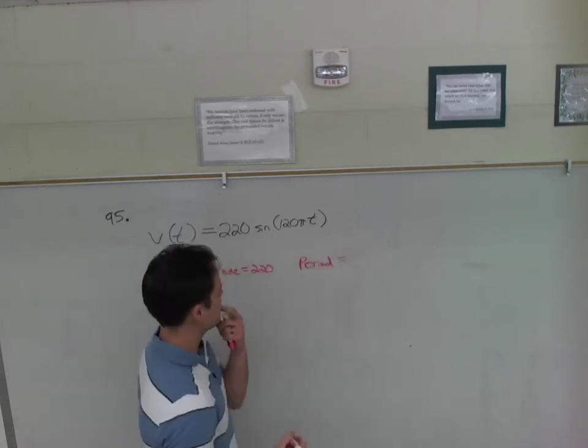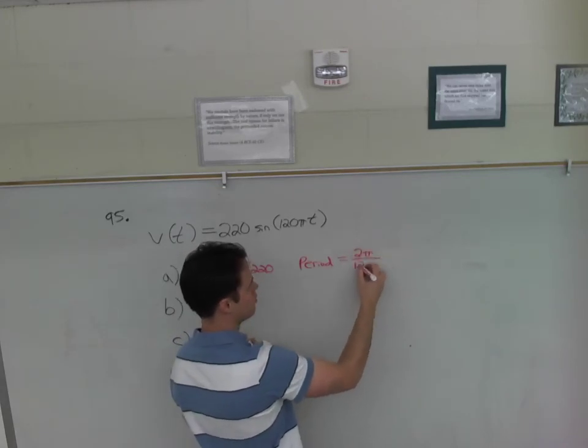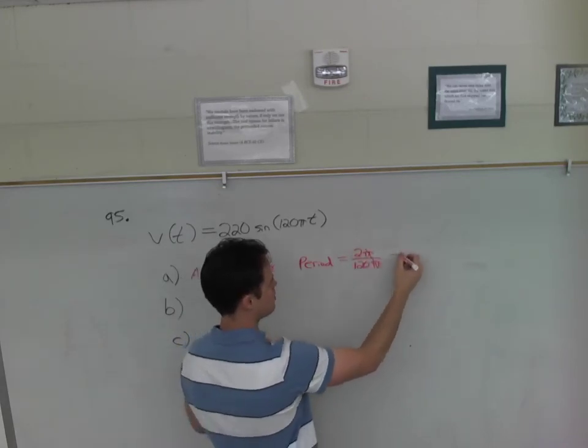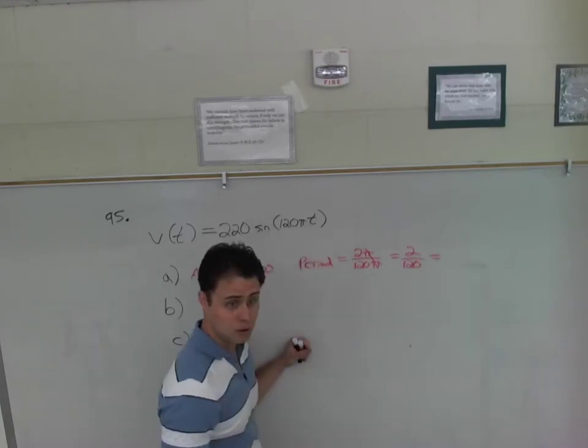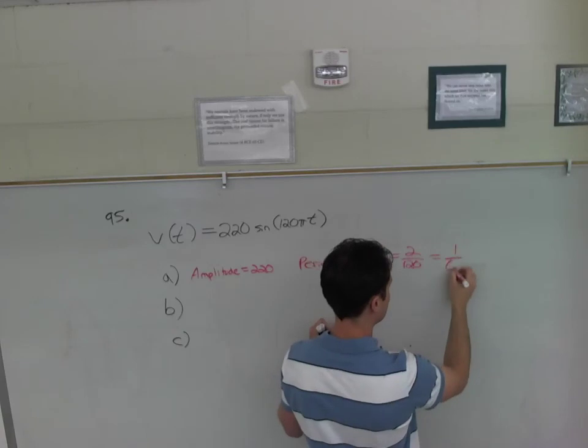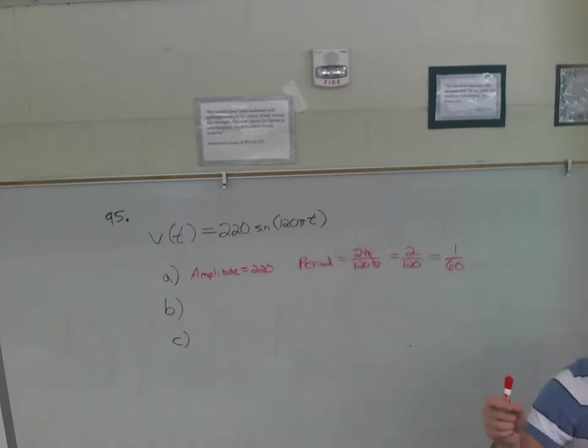Period, good stuff. So we go 2 pi over this? And you're saying, I don't like that number, but this is important stuff. This is the real problem, yeah? 1 over 60. What does period really mean? Let's go back to that. It means how long it takes a wave to cycle.